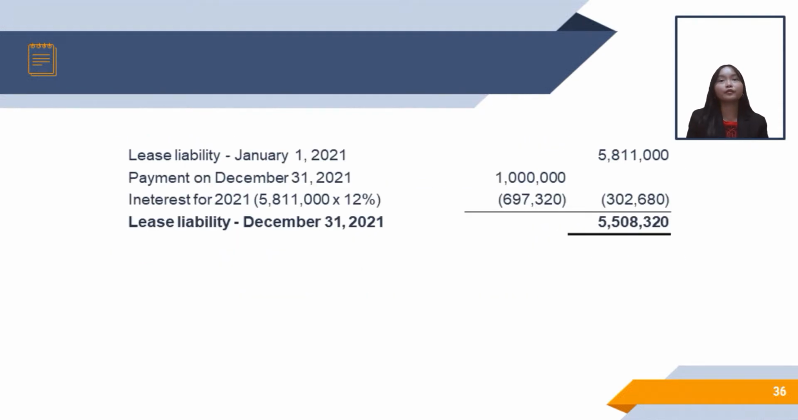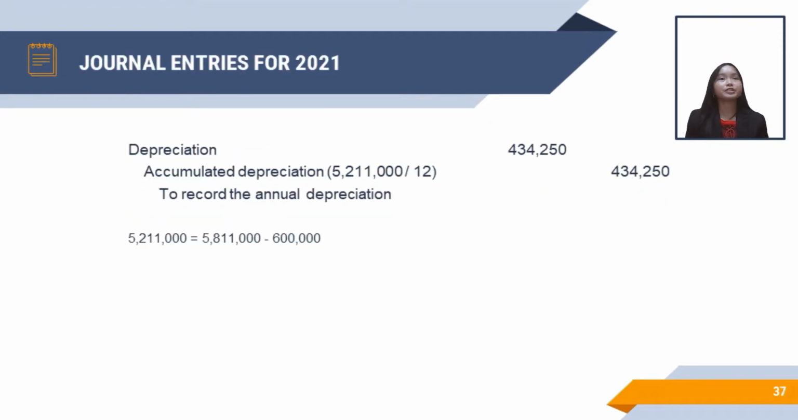So if we already paid for 1 year, we can deduct 302,680 from 5,811,000 to know the remaining lease liability. To record the annual depreciation, we will debit depreciation expense for 434,250 and we will credit accumulated depreciation for 434,250 as well. The asset is depreciated over the useful life because there is a purchase option that is reasonably certain to be exercised by the lessee.